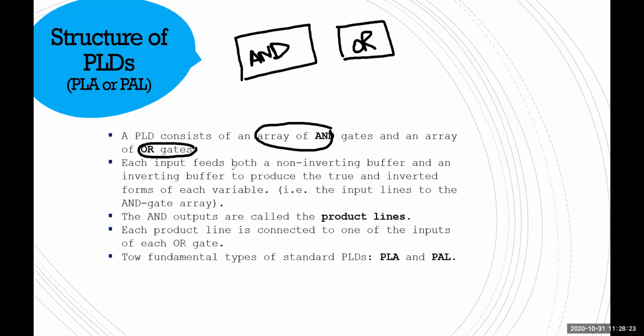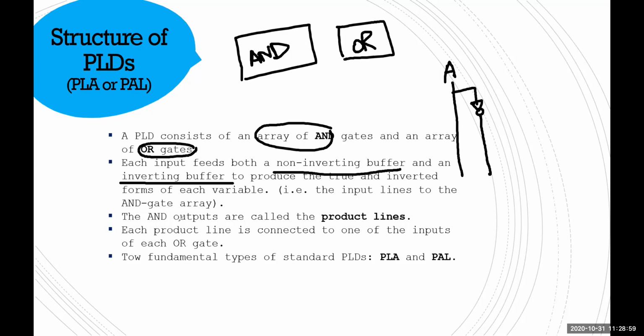Each input feeds both a non-inverting buffer and an inverting buffer. Non-inverting buffer means normal; inverting buffer means NOT gate. That means they will be fed using a NOT gate to produce the true or inverted forms of each variable. That means if you give A as input, it will go as A, and it will go as A bar. That means both of the inputs are available. They are the inputs of AND gates.